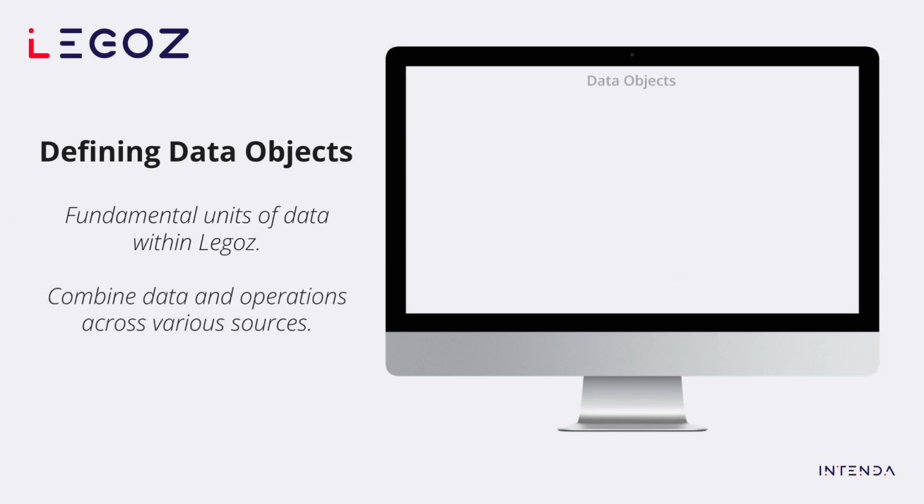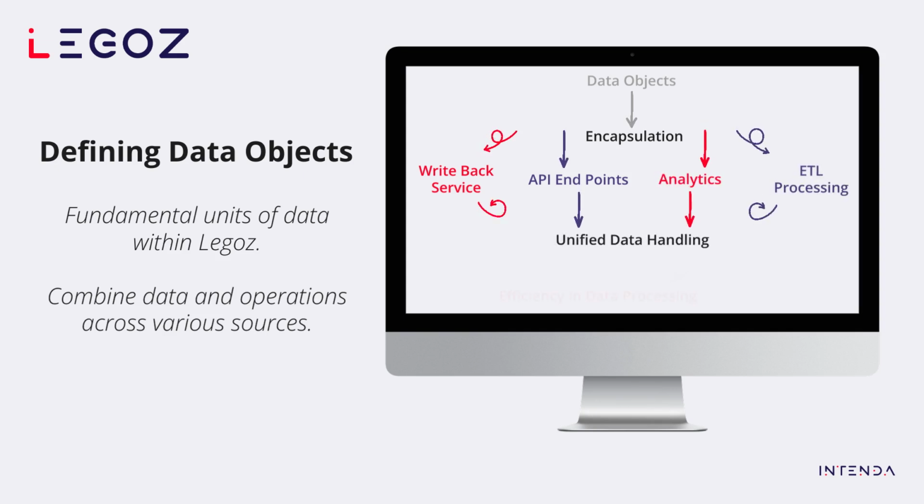Data objects are the fundamental units of data in the system, encapsulating data and operations applicable across various data sources. They serve as the foundational elements for organizing and processing information across a spectrum of applications, including but not limited to write-back services, API endpoints, analytics, and ETL processes.